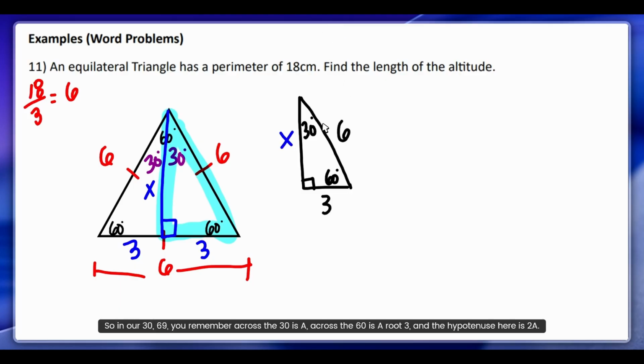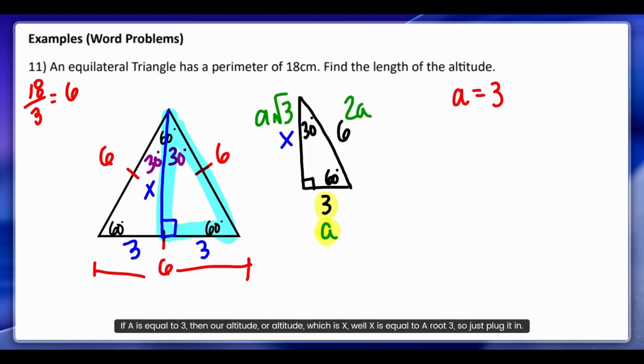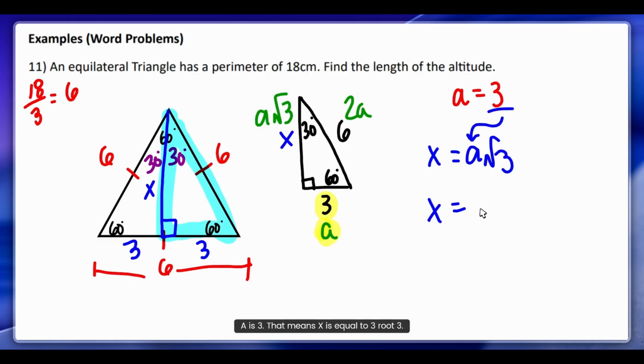Right? So in our 30, 60, 90, remember across the 30 is a, across the 60 is a root 3, and the hypotenuse here is 2a. So we actually just got the best case scenario. Best case scenario is that they give you a. They gave us a. A is equal to 3. If a is equal to 3, then our altitude, which is x, well, x is equal to a root 3, so just plug it in. A is 3. That means x is equal to 3 root 3.